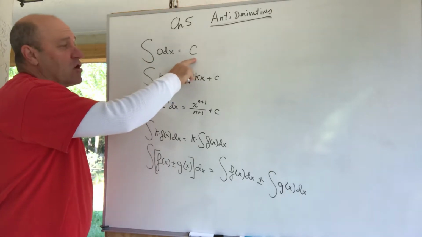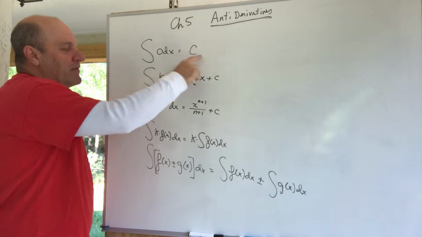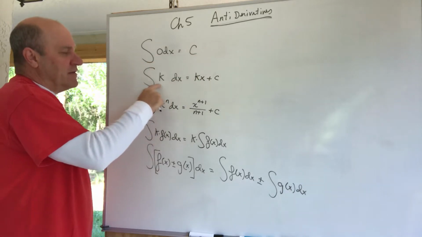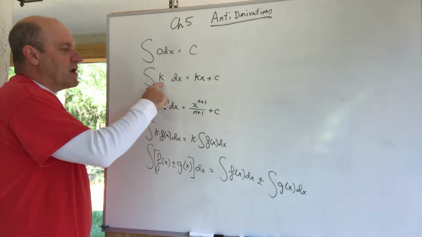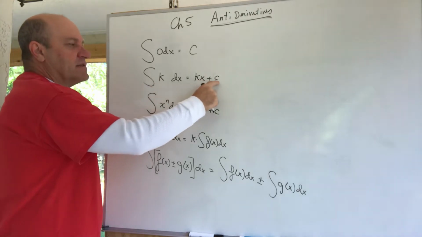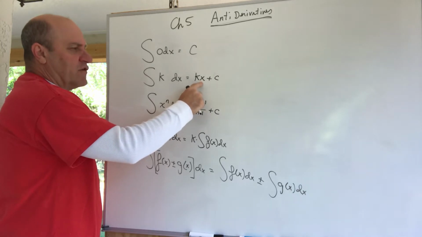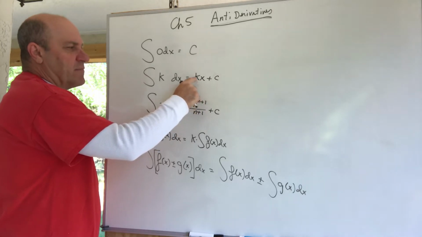Remember that C is an arbitrary constant. That doesn't come up too much. Here's one. The k is a number or a constant also. The integration of some constant is kx plus c. I guess that's right. What if you took its derivative? You would get some number k.